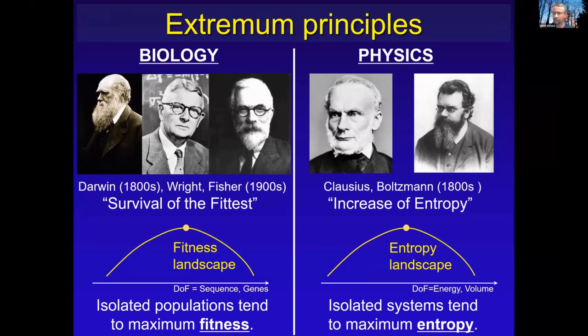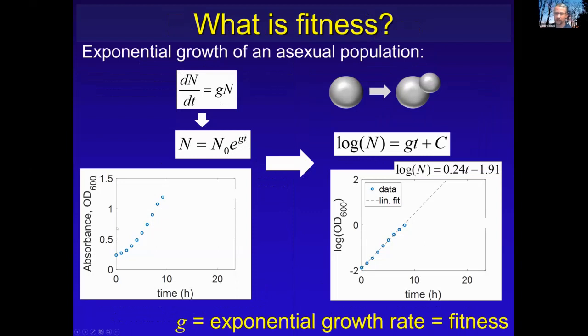And before we launch this, I'd like to just say a few words about what I mean by fitness. So these are actual data collected in my lab. What we see here is absorbance, which is a proxy for cell number. As you see, the cell numbers increase in time. And if you plot this on a log-linear scale, you see it's an exponential increase. And what I mean by fitness is the exponential coefficient G. So the steeper that slope, the higher the fitness, the faster the cells grow.